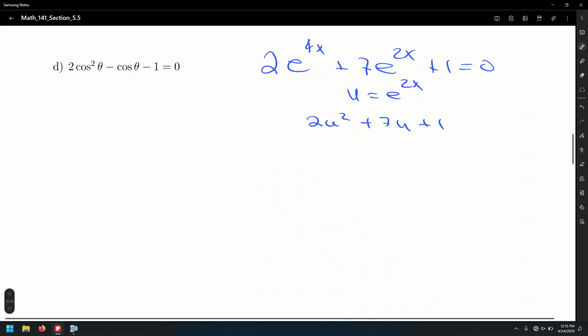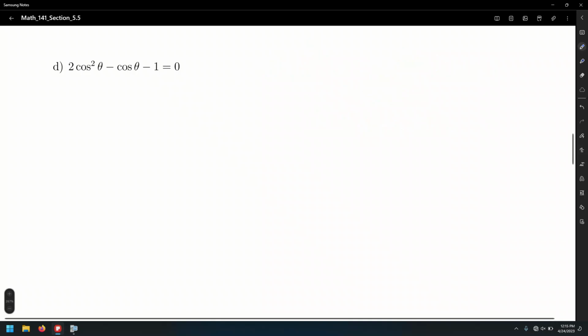And then once we solved for u, we went back and substituted for u, which is e to the 2x, and we solved two baby exponential equations. So a similar pattern is going to be here, except that we won't have logarithms or exponentials. We would rather have u equals cosine theta. Setting u equals cosine theta will turn the equation into this one: 2u squared minus u minus 1, set equal to 0.